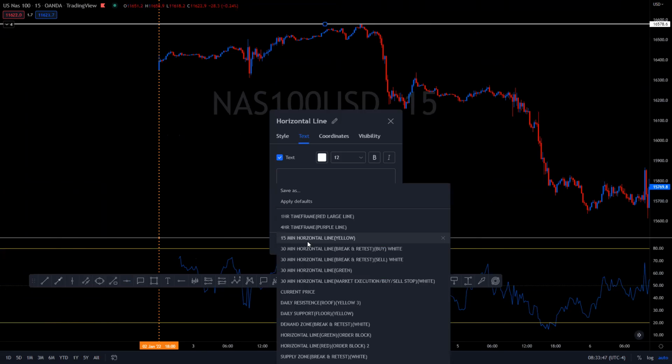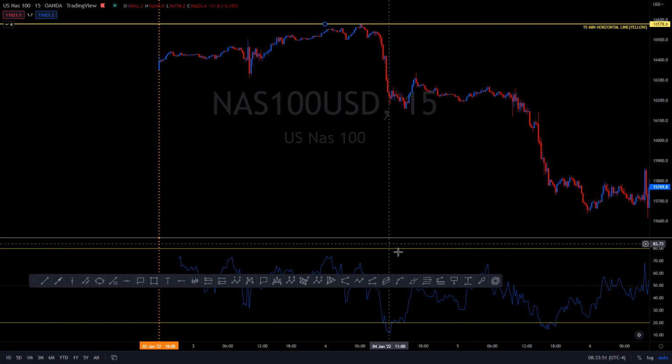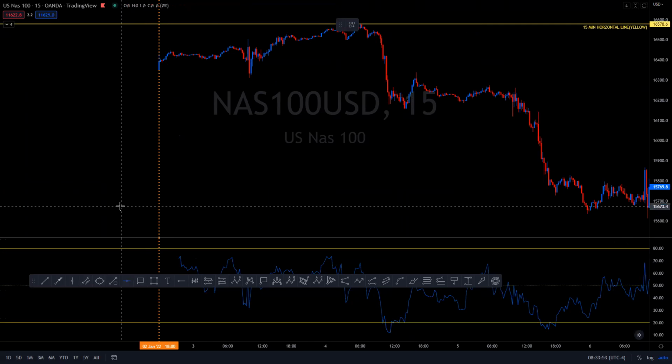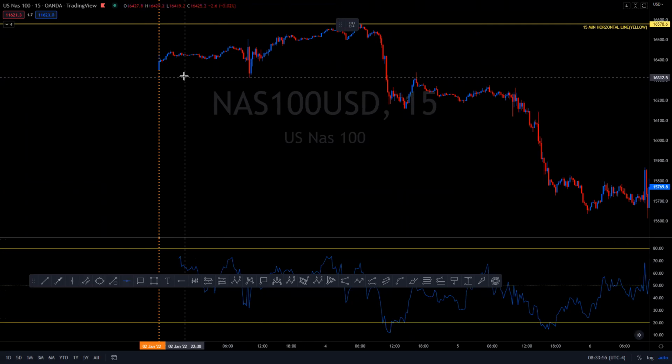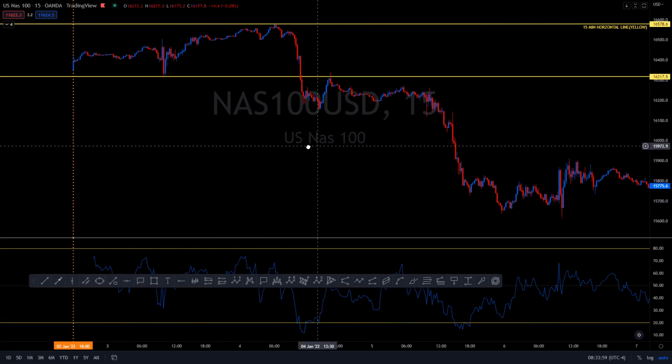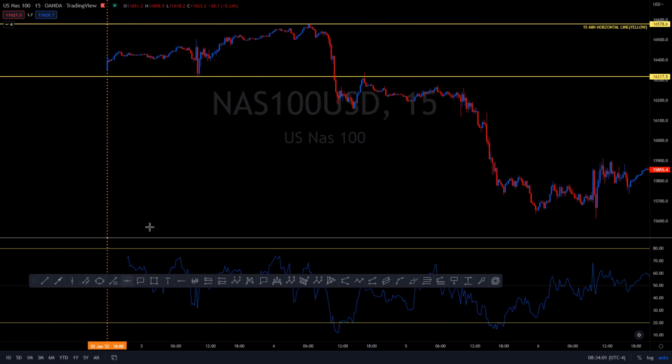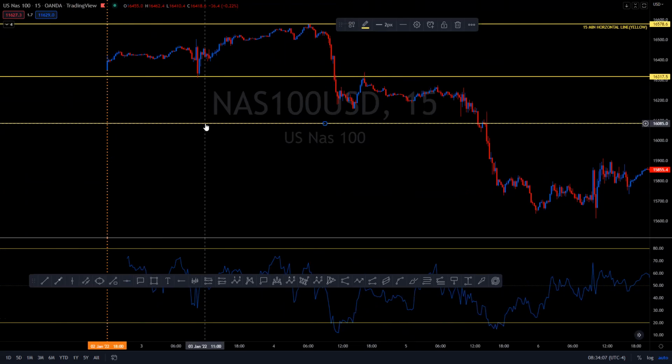And as you know, the reason why I marked this up is, again, I try to mark up areas where in the past the institutions have gathered a lot of liquidity. Because these are the type of moves that I love to grab every single time in order to get the most consistent moves in the market.